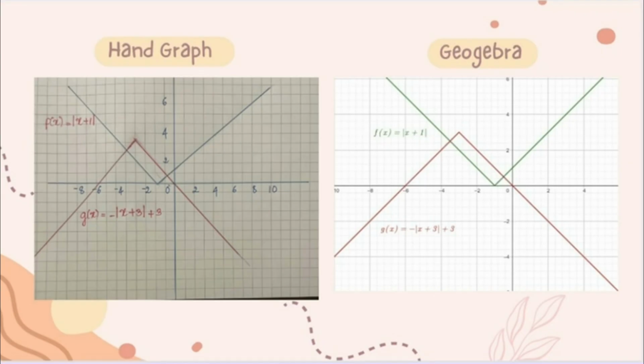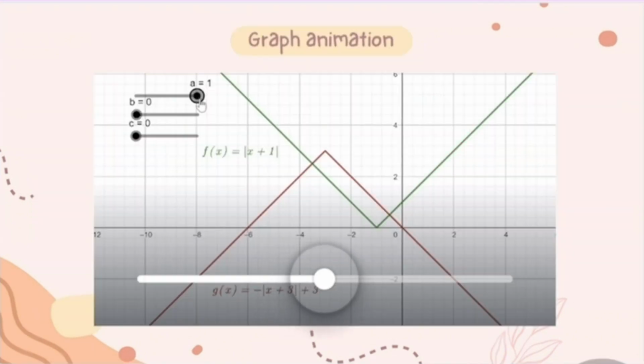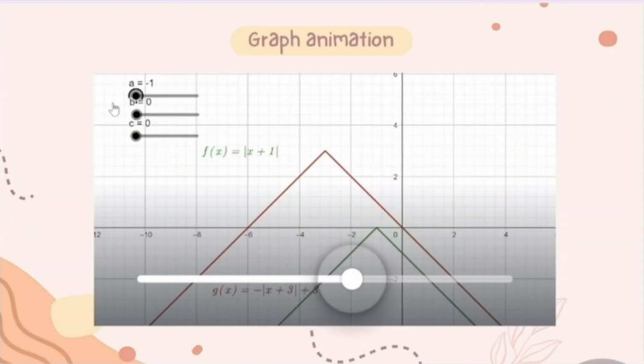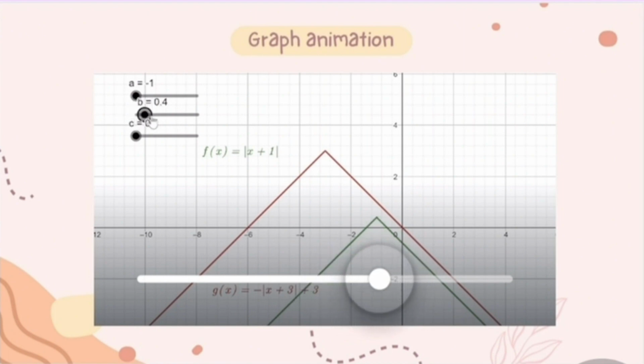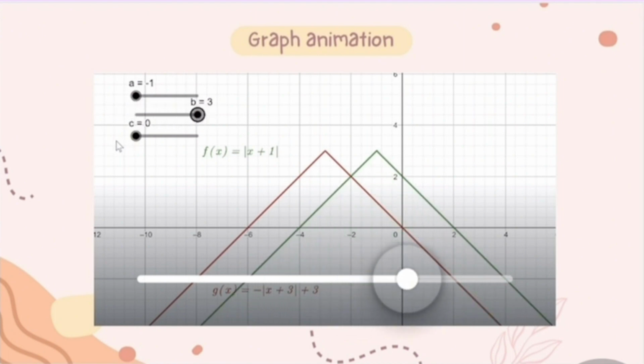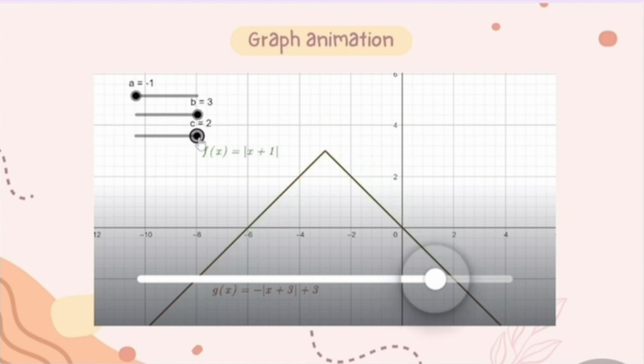So here, if we compare the hand graph and the GeoGebra graph, it is the same. So this is the graph animation. If we pull A to the left, it will be upside down, and pull B to the right, it will be the right way up, and we pull C to the right, it will get the same position.